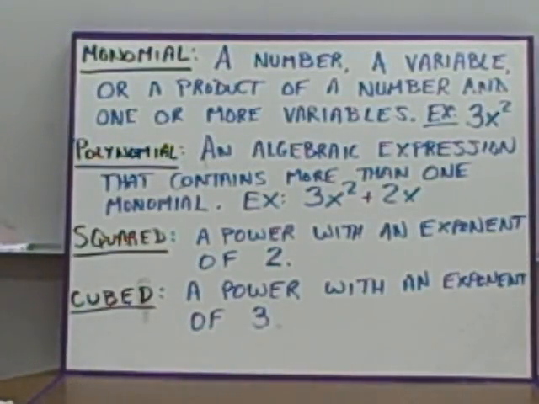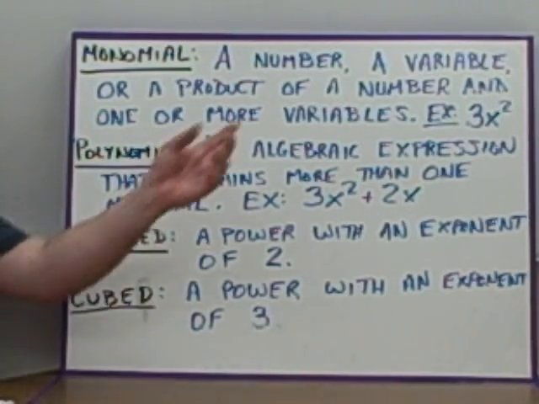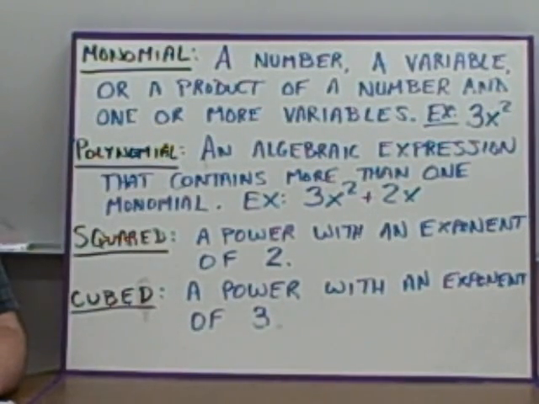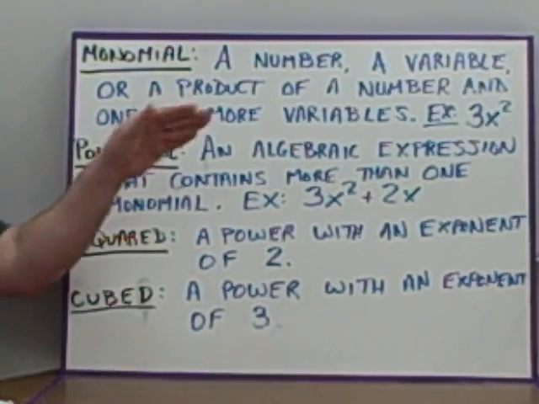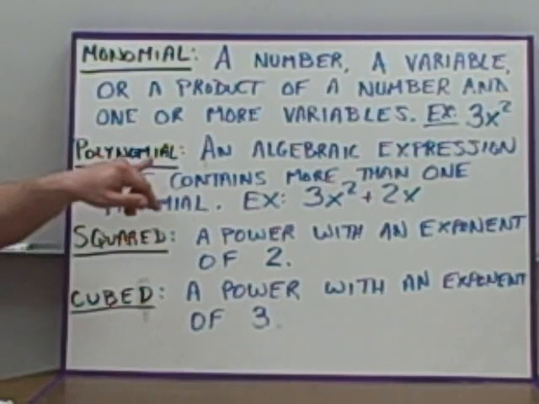Monomial. A monomial is a number, a variable, or a product of a number and one or more variables. In this case here, I've got 3x squared in that example. X being a variable, 3 being the number in front, they're being multiplied, so it forms a monomial. No addition or subtraction involved there, just multiplication.